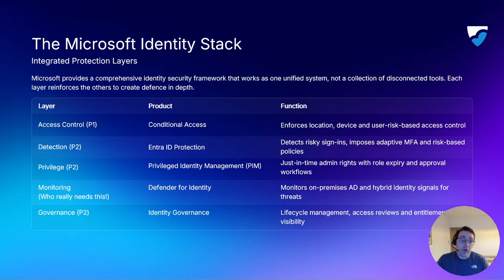And the last area I'll talk on is governance and identity around governance. So that's lifecycle management, access reviews, entitlement visibility. It is a P2 license. I leveraged this loads in my previous job. The focus on needing identity protection and identity governance is absolutely top of the list.